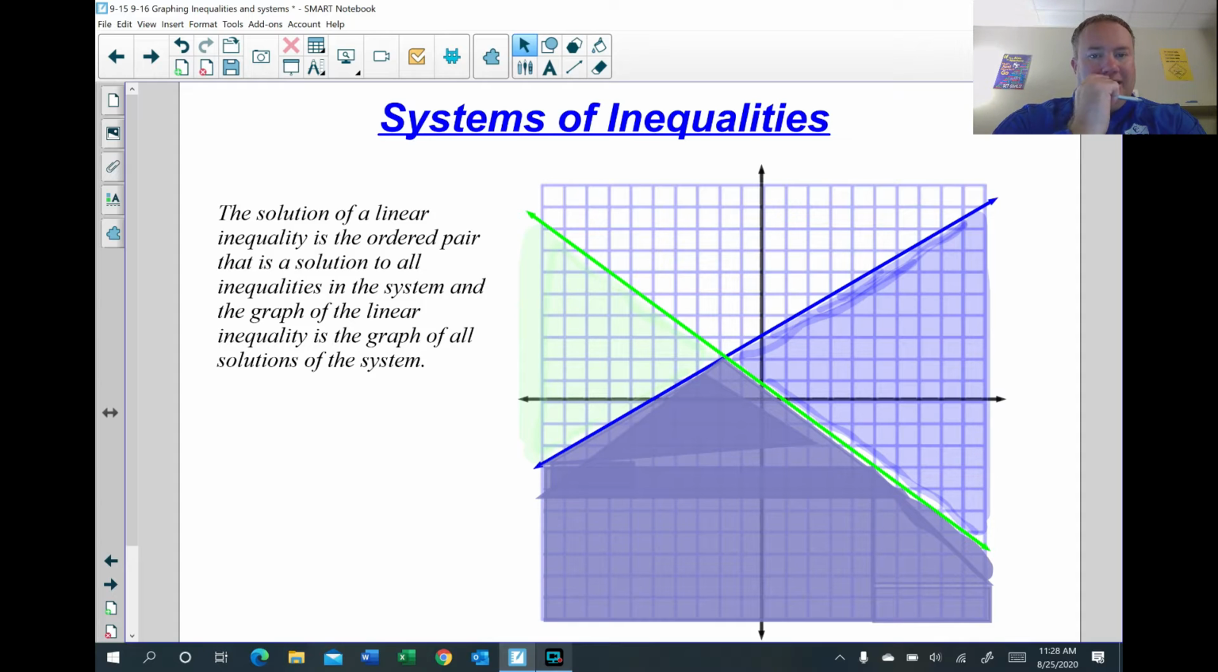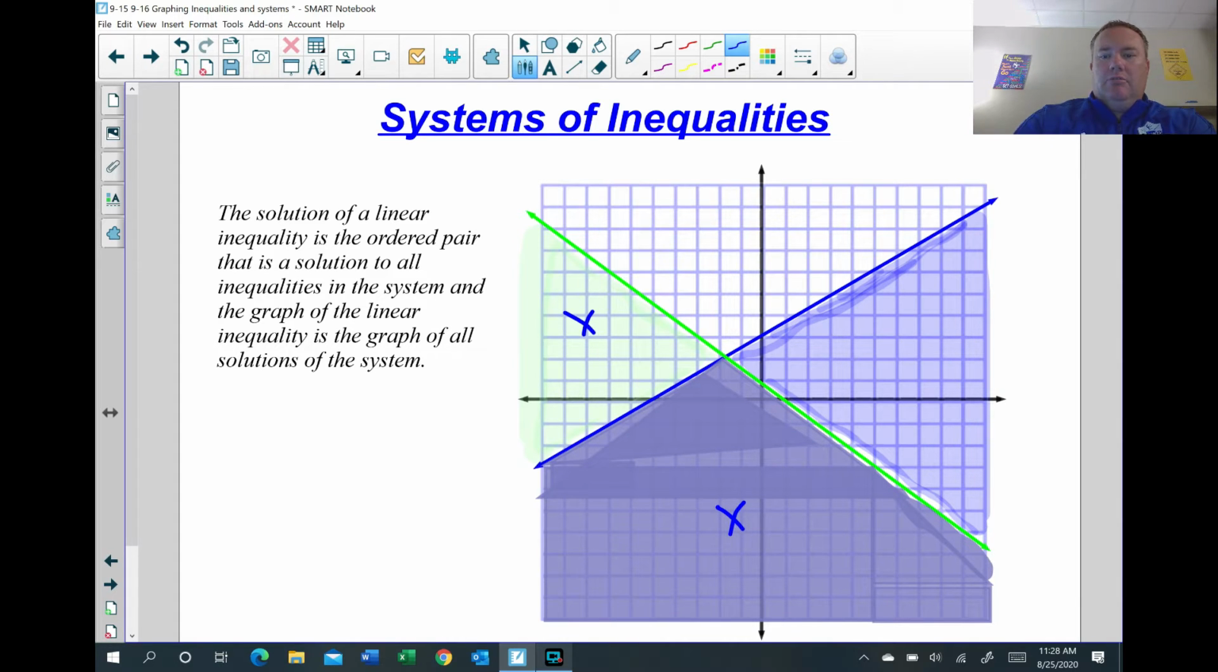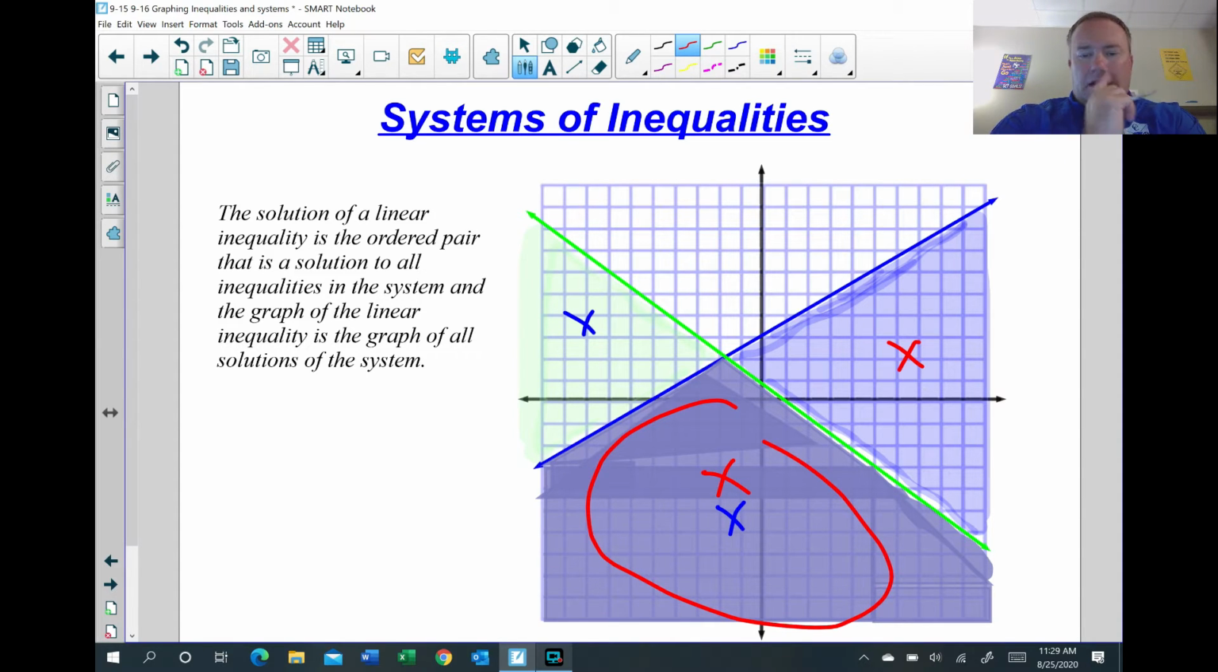When it comes to a system, so two or more inequalities, the solution is going to be in the area that is satisfied by both. That is very important, both inequalities. When you look at this graph, first and foremost we have the green line, which is satisfied here and down here. The blue line is satisfied in here and also down here. So the area that is satisfied by both is down in this area over here. Any point in there would be a solution to that system of inequalities.